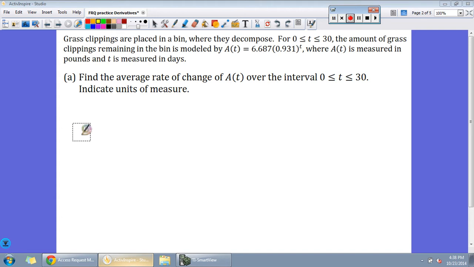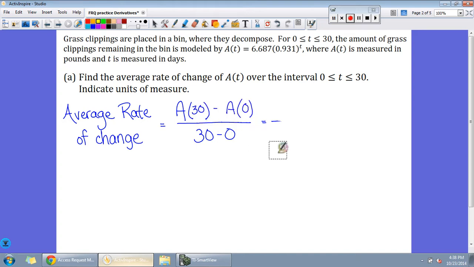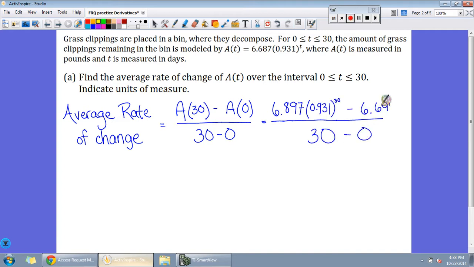It's just the slope of the secant line, so you need 2 points. We're going to use the x values, or t values rather, of 30 and 0, so those are going to be your denominator. And for your numerator, all you're going to do is plug in 30 into the equation they gave you and 0 into the equation they gave you. So when you plug in 30 and you plug in 0, anything to the 0 power is 1, so this whole expression becomes 1. We get this. Honestly, this is enough for the AP test on the free response.